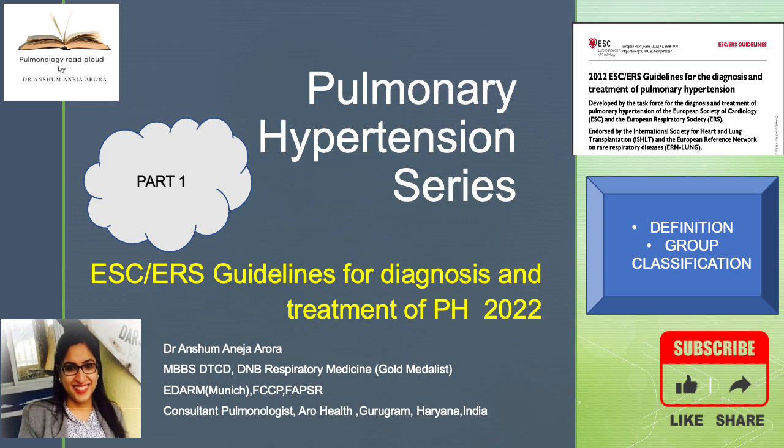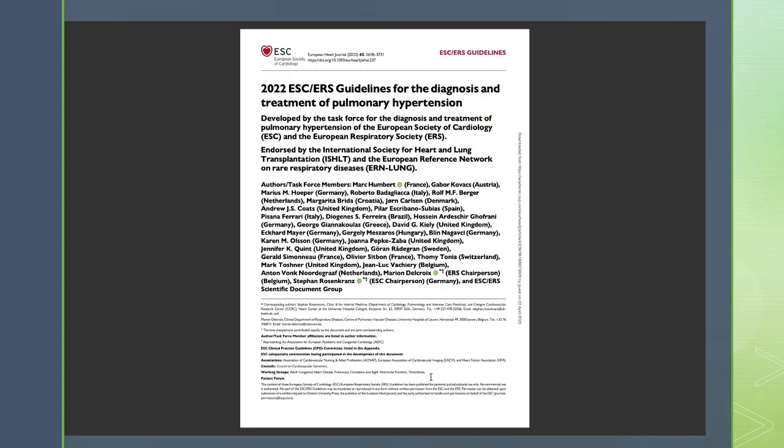Now, why I'm calling it a series is many of you have requested the Pulmonary Hypertension guidelines, but this is a long document and it's impossible to complete it in one video with clarity. So I've broken it down into 3 parts, and I will be uploading the parts at regular intervals over the next 3 to 4 weeks. Today we are starting with the definition, the group classification and symptomatology and signs of pulmonary hypertension. So without any delay, I'm going to start with the video.